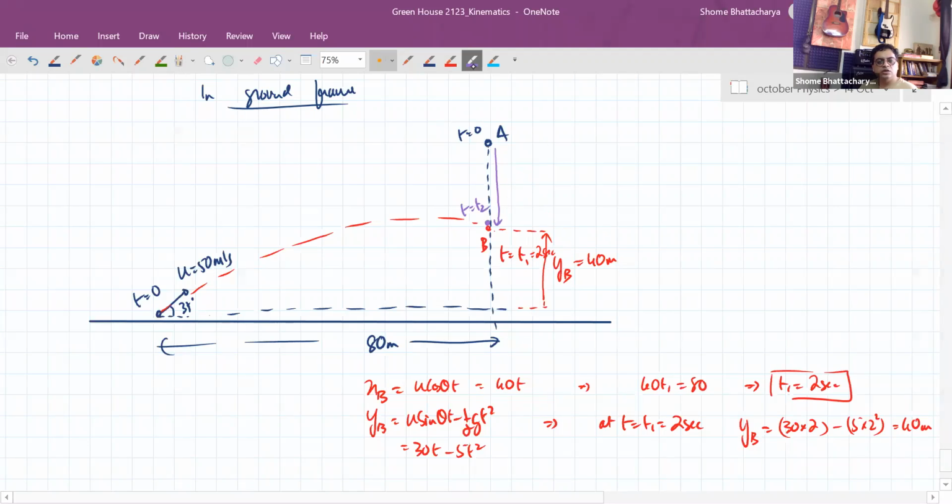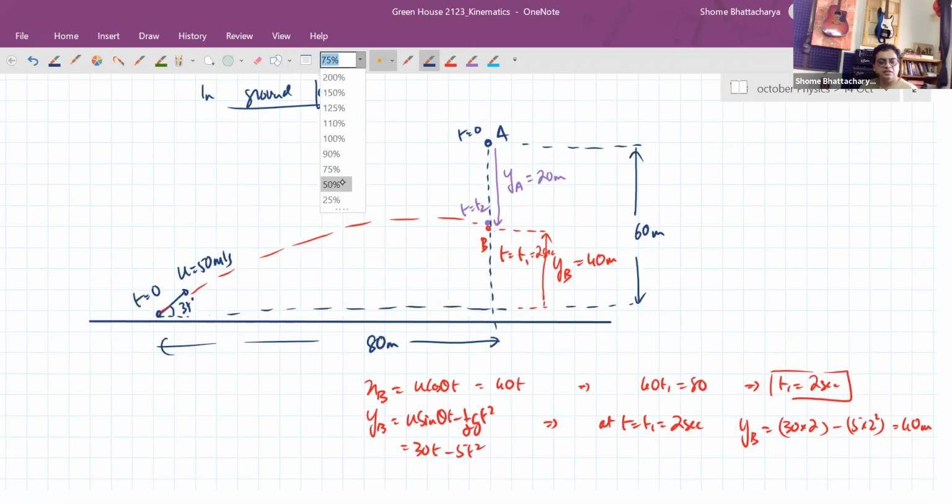So this total was how much? This total was 60 meters. So if A reaches here at the same time, then A's displacement should have a magnitude of 20 meters. So let's check whether that time t2 matches t1 or not. If it matches, then the condition is satisfied for collision.